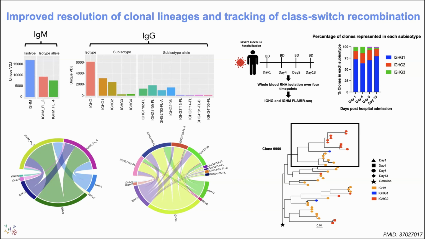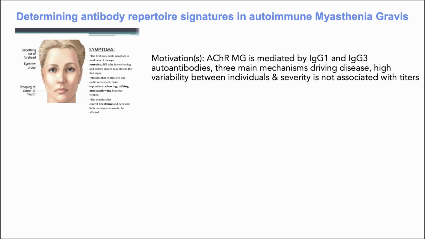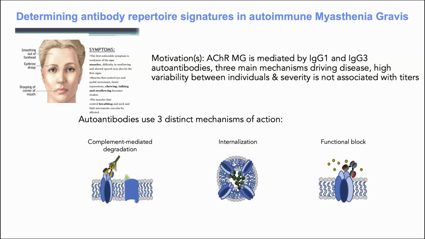Now, we wanted to demonstrate the effectiveness and the new value that we could add in the context of disease. And so we chose acetylcholine receptor associated myasthenia gravis. This is mediated by IgG1 and IgG3 antibodies. So there's been a lot of groundwork that's been done that really would benefit from that sub-isotype level resolution that I just described. We know that the mechanisms of action in this disease are threefold.